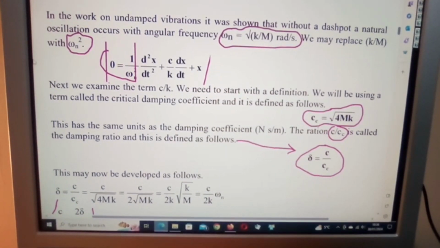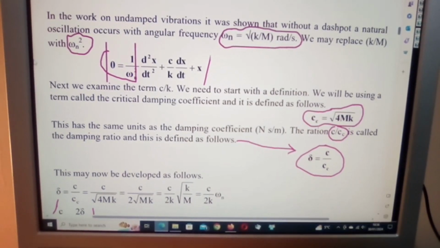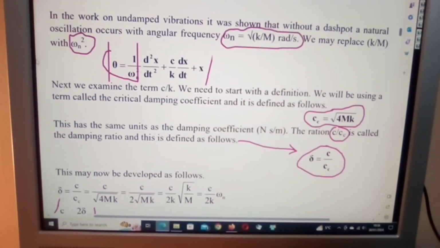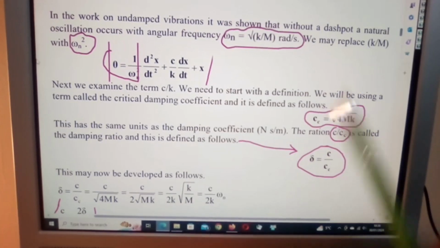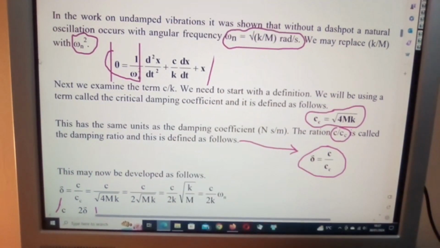In the work on undamped vibration, it was shown that without a dashpot, a natural oscillation occurs with angular frequency. We may replace k over m with this.